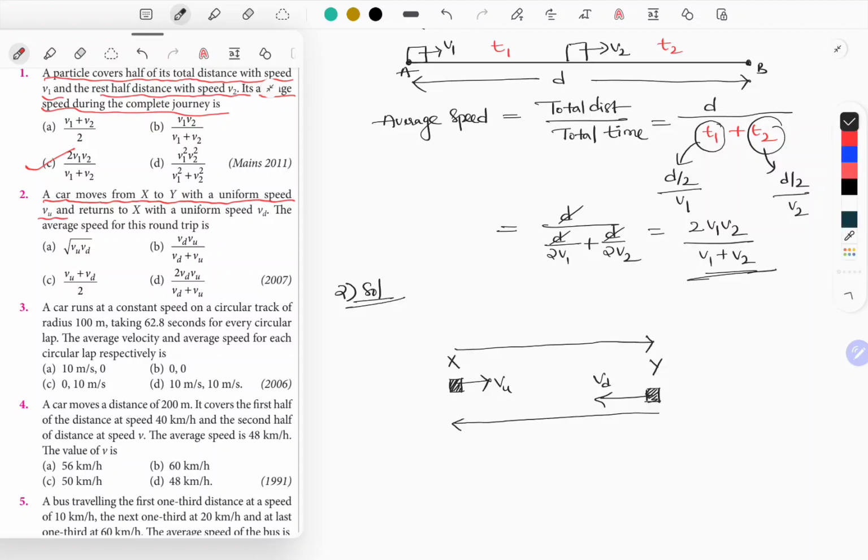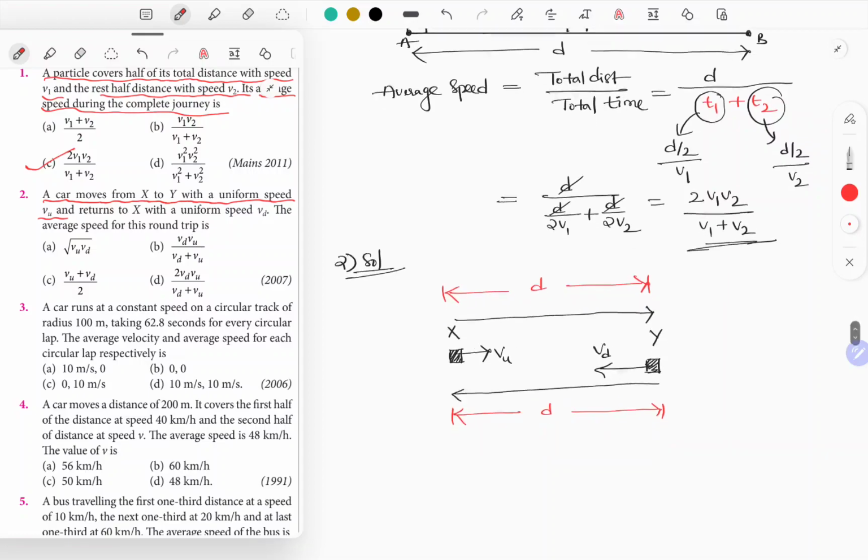Now my question is, is the object traveling the same distance from X to Y and Y to X? Yes, it is. So the distance traveled is going to be, let's say, let me imagine, that is your imagination. You have to imagine, let's say this is going to be D. X to Y distance is going to be D. Then what about Y to X distance? Yes, this is also D only, because first the object travels from X to Y, then from Y to X. That's the reason the distance covered by the object is the same in both cases.